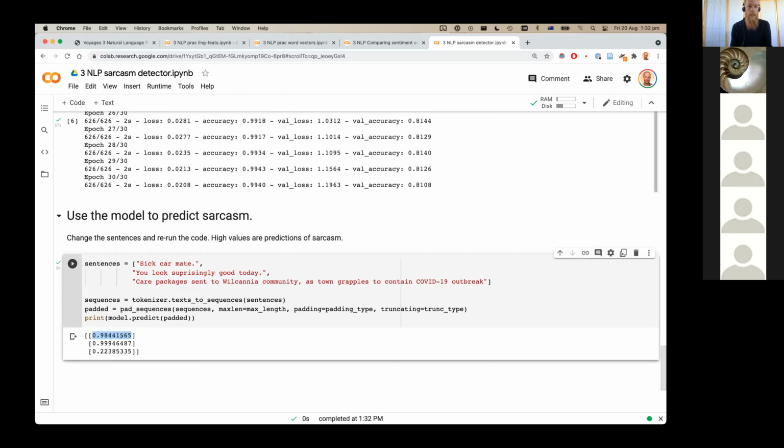Now, the model thinks the first two sentences are highly sarcastic and that the third is not sarcastic. So this, you look surprisingly good today, has been identified as sarcasm, which is kind of funny because a literal reading of that would be that there's no indication that it would be sarcastic.